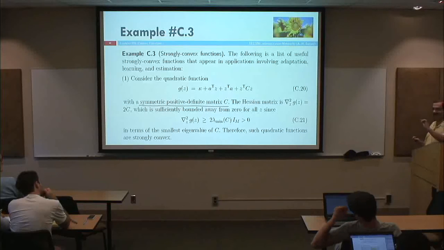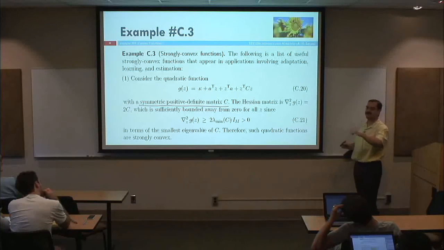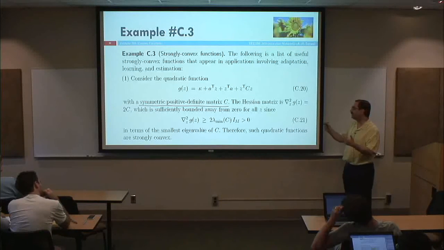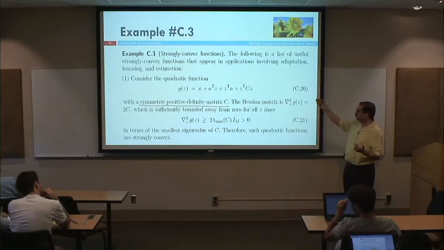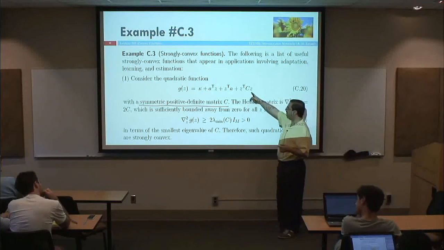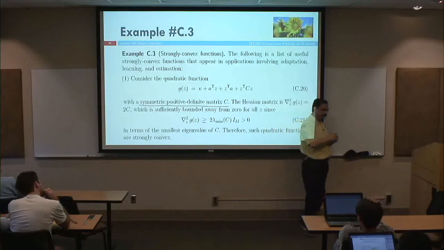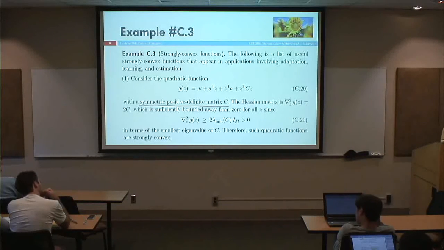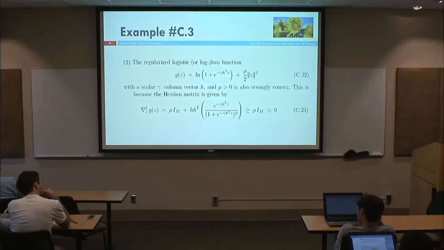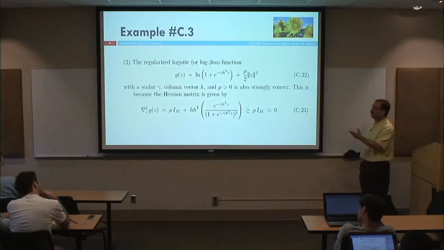So it is nu strongly convex, and what's the value of nu? 2 lambda min of C, right? So quadratic functions where C is positive definite and symmetric are necessarily strongly convex. Okay? Very good. And we know the value of nu. Now, this other cost will come up often.